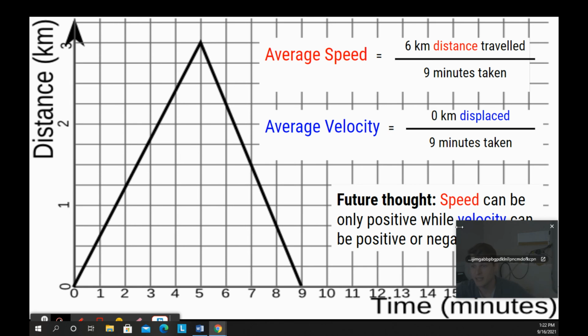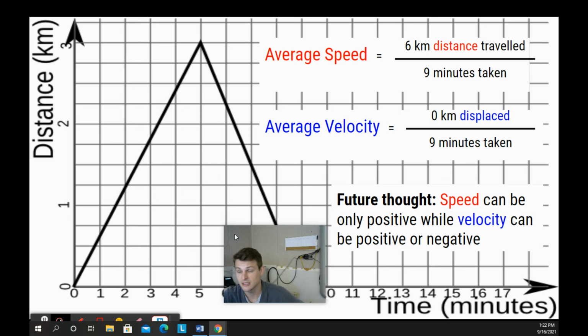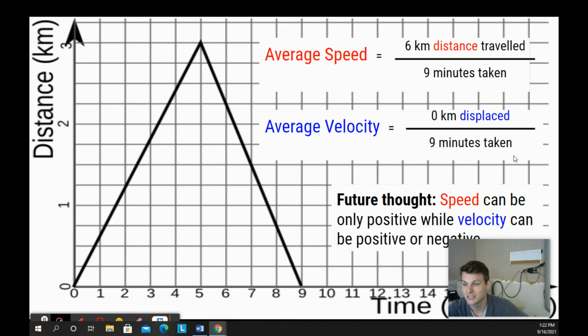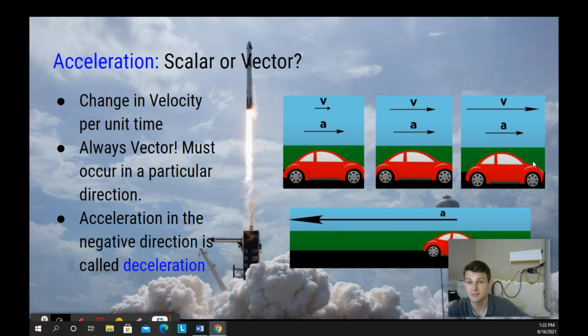So just remember, speed can only be positive. Velocity can be both negative and positive, or 0. Speed, I guess, could be 0 too if you're not moving. But speed takes into account distance. Velocity takes into account displacement.